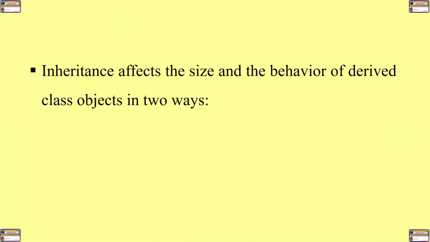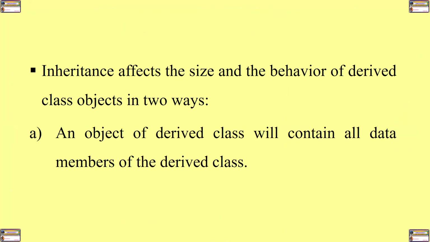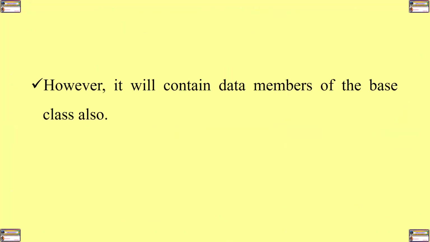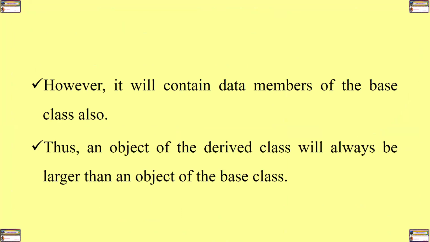Inheritance affects the size and the behavior of derived class objects in two ways. Number one, an object of a derived class will contain all the data members of the derived class. However, it will contain data members of the base class also. Therefore, an object of the derived class will always be larger than an object of the base class.